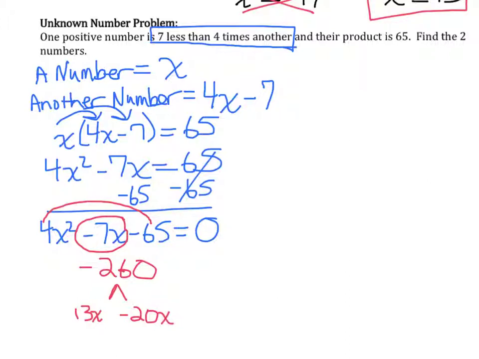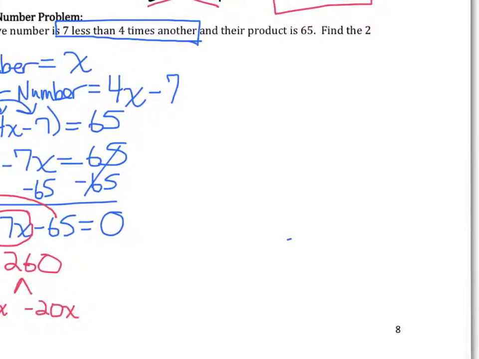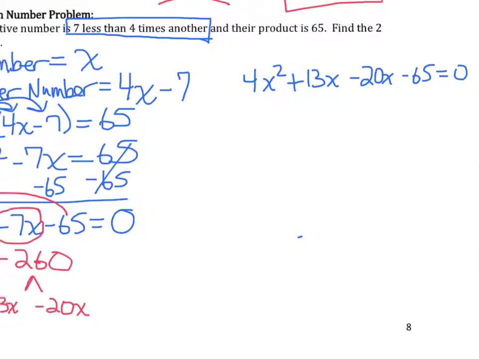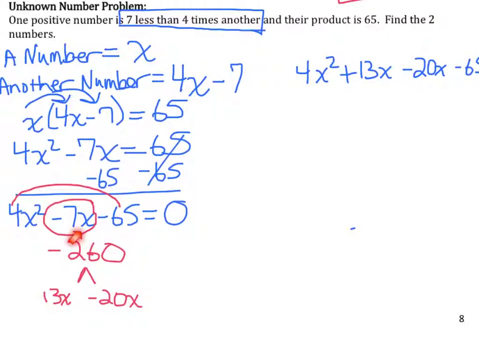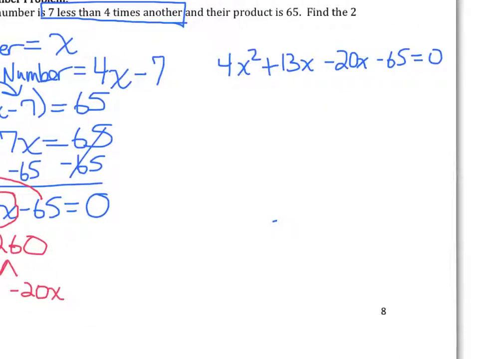And so we're going to do this, and I'm going to come off to the side for a couple of seconds to do that. And so my quadratic equation that I'm going to solve is 4x squared plus 13x minus 20x minus 65 equals 0. All right? And notice here, I just rewrote this negative 7x as this 13x minus 20x. And the only reason why I did that is so that I can eventually factor by grouping.